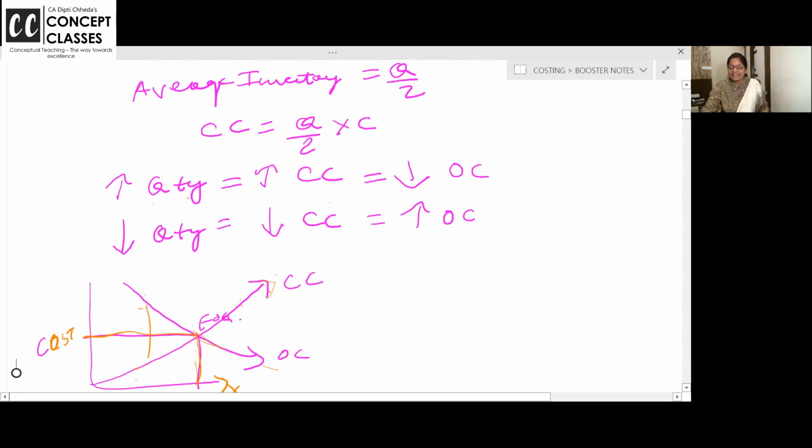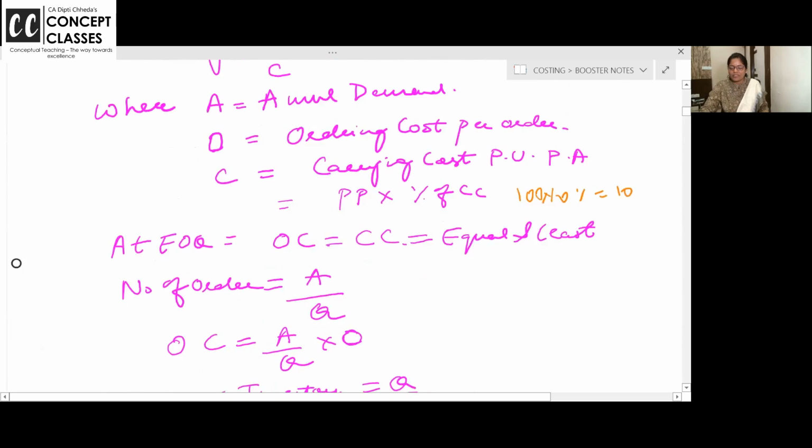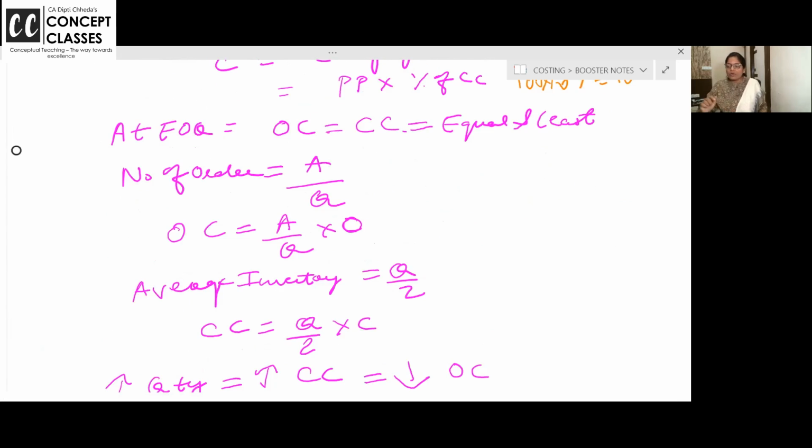I challenge you, this formula derivation you will not see in any of the CA books. Look at the screen. This is not for the exam, but it is superb for knowledge. What do you mean by at EOQ ordering and carrying cost being equal and also least?